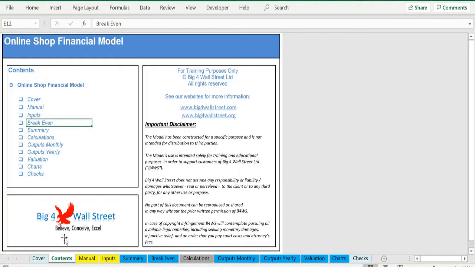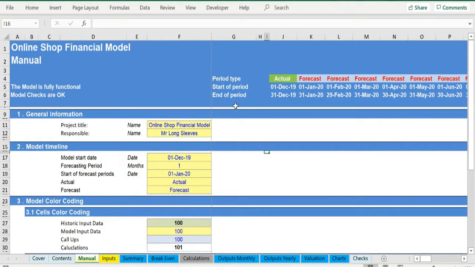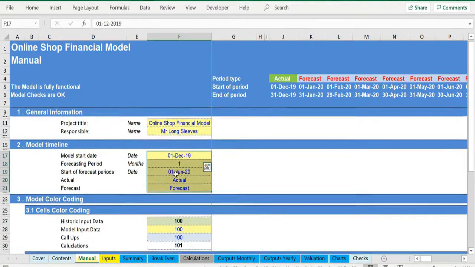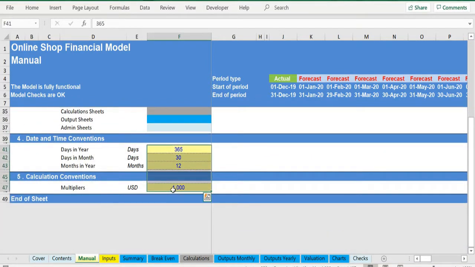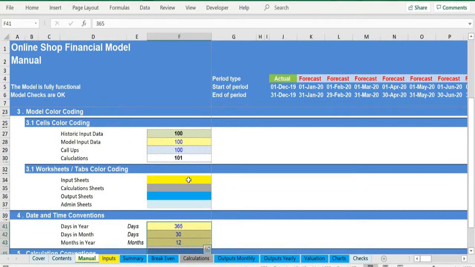In the Contents tab you can see the structure of the model, and by clicking on any of the headlines you will be redirected to the relevant worksheet. On the Manual tab you are able to feed the general information for the model such as project name and title, responsible, timeline of the model and date and currency conventions. Additionally, there is a description of the color coding of the model in the same tab.